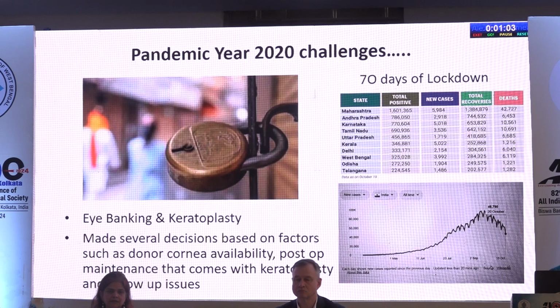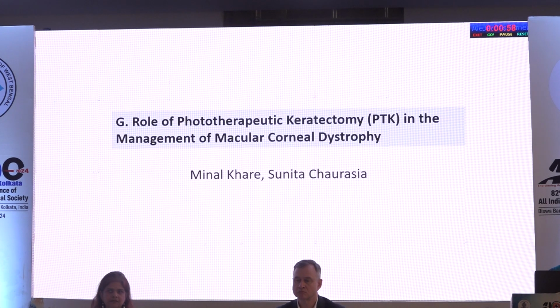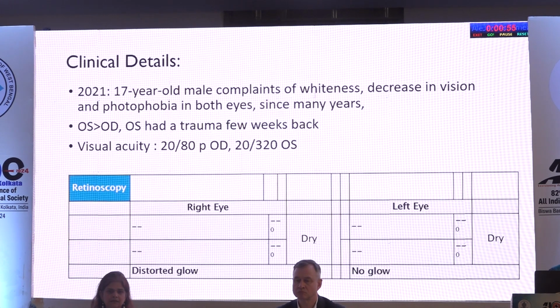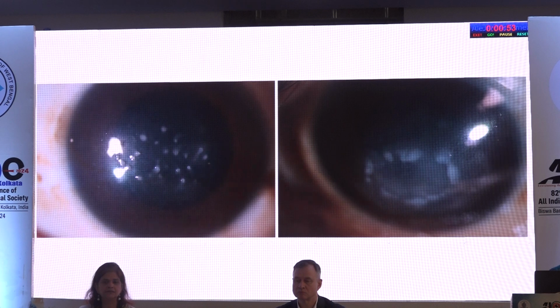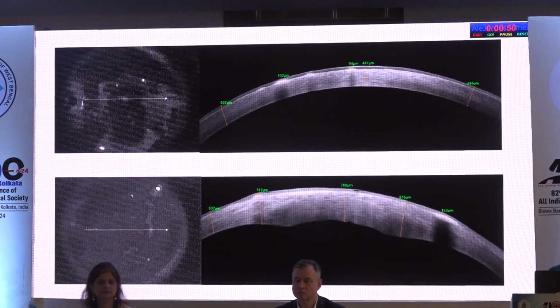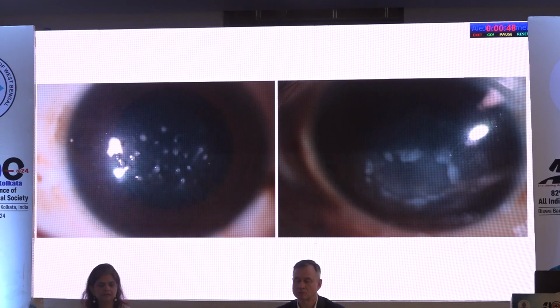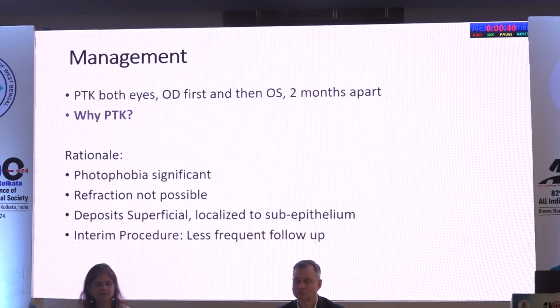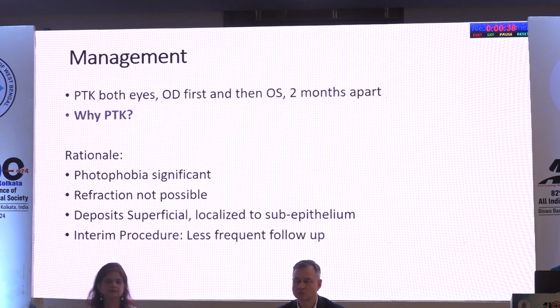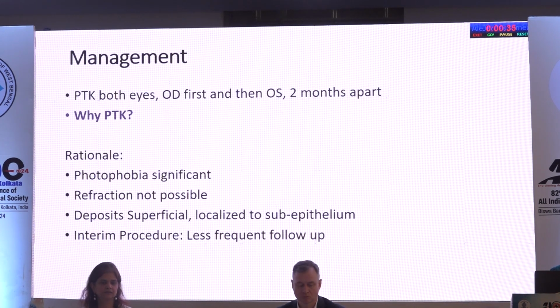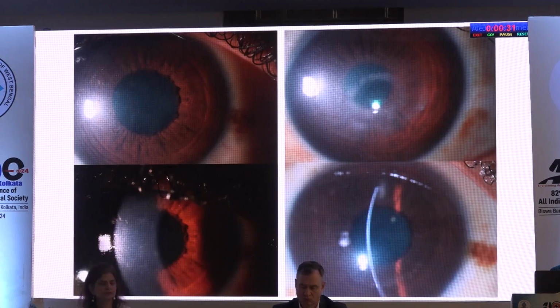The pandemic year taught us a few more things, where keratoplasty was limited, and we explored the role of PTK in macular corneal dystrophy. This was a patient who came with severe photophobia, and he had a trauma in the left eye. In this particular case, we see that the deposits are primarily in the subepithelial and epithelial region, and this is the reason why these patients present with severe photophobia. In this patient, PTK was done. Why PTK? Because photophobia was quite significant, refraction was not possible, the deposit was superficial, and we wanted to do an interim procedure which requires less frequent follow-up. And this was the outcome in this patient, where we could refract the patient.